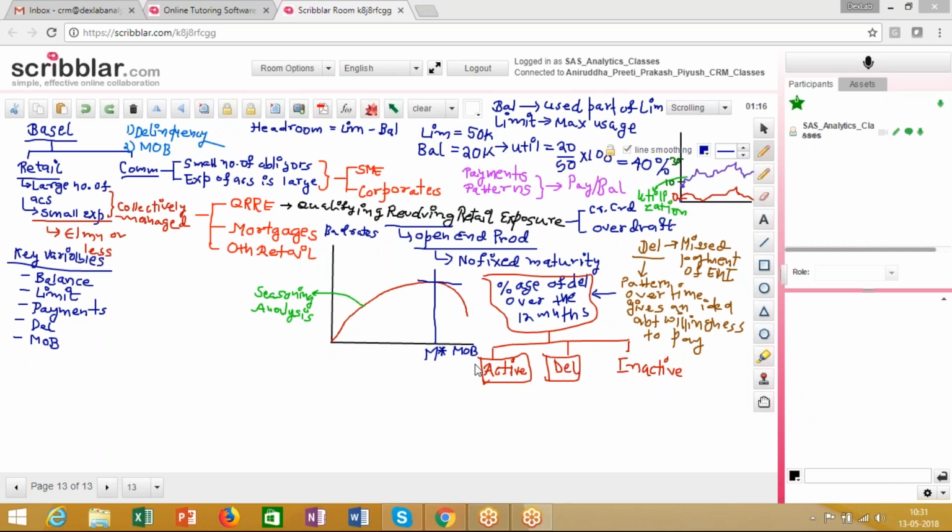So the entire data is categorized in terms of the month on books, and for each month on books, the bad rates are calculated, and then we plot the bad rates corresponding to the month on books, and we see what is that age or vintage at which the bad rates are stabilizing and then falling down, right? Once we know what the month on books is, every account can be flagged as a seasoned or an unseasoned account, right? Great. So these are the key variables.